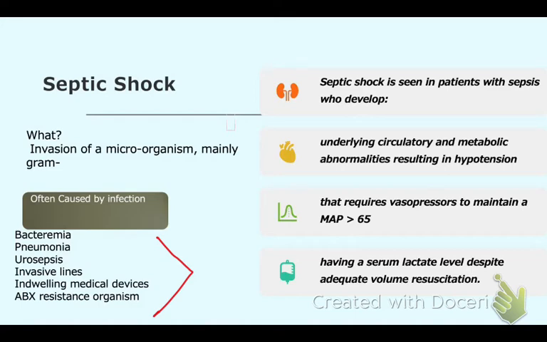So you want to think about that hour bundle where we're doing the antibiotics within an hour. We're drawing those blood cultures. And we're keeping that MAP equal to or greater than 65. So we're doing the fluids, and if that doesn't work, we are going to definitely do some pressors. We're drawing the serum lactate. That's part of our hour bundle, the lactate level.